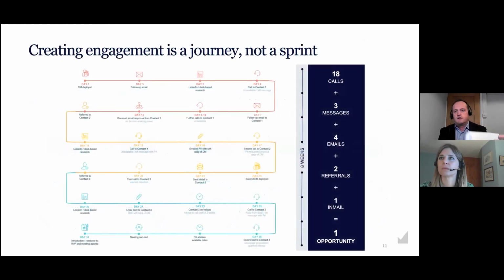And to demonstrate the point, this is a real life example from one of our clients. It's 8 weeks, 26 touch points, and 3 different individuals that we've spoken to and gained referrals to, in order to get just one opportunity. So the idea that demand generation campaigns are a journey, not a sprint, is a key thing to factor in when you're considering your campaign objectives as well.